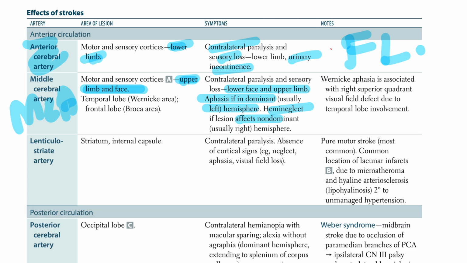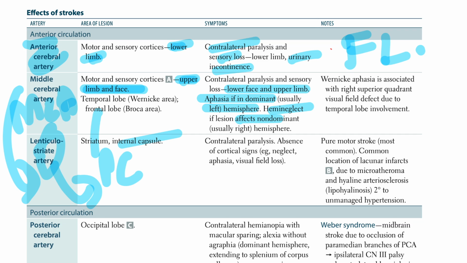Then you have branches off to the lenticulostriate arteries, which supply the deep structures of the brain: striatum, putamen, caudate, internal capsule. It's just a pure motor stroke with no sensory problem, so only paralysis with the absence of the cortical signs: neglect, aphasia, visual field loss. Why does this happen? Because of lacunar infarct due to hyaline arteriosclerosis, which is due to unmanaged hypertension.